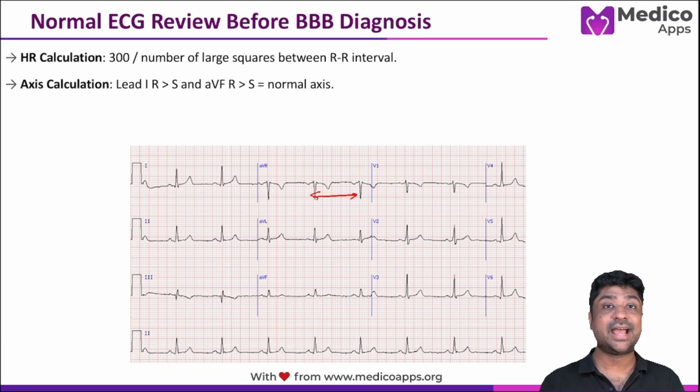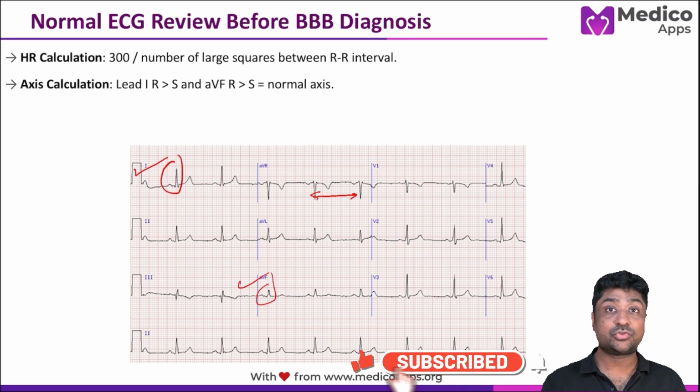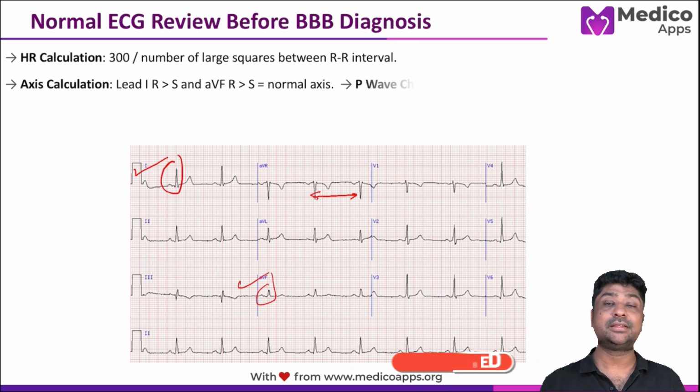Next, assess the axis of the ECG. Look at leads I and aVF. If the R wave is taller than the S wave in both leads, then the axis is normal. A normal axis rules out axis deviation, which can mimic or mask other findings.